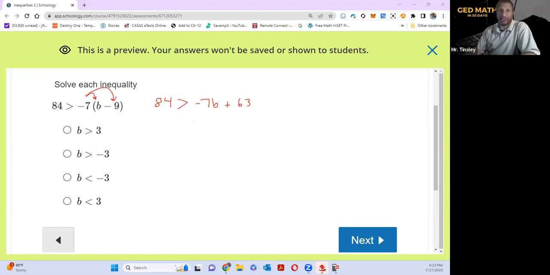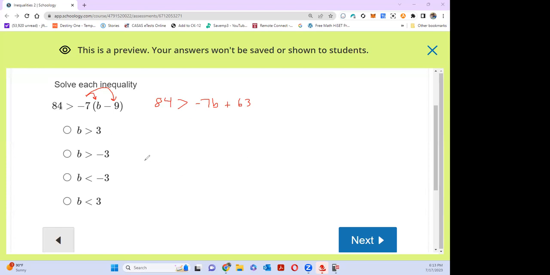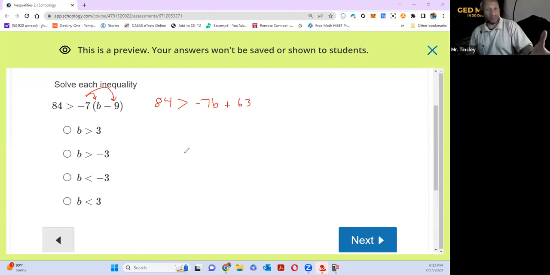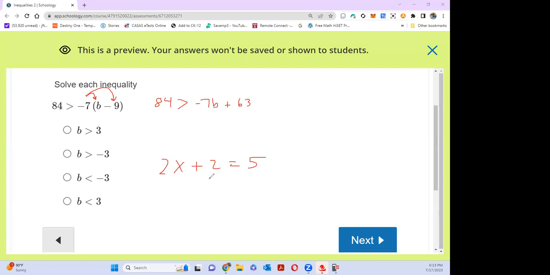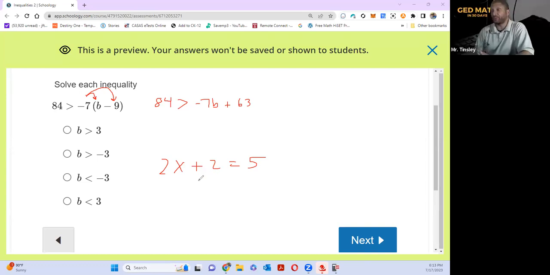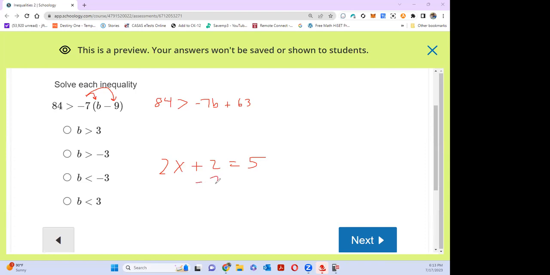So for example, all right, let's go to an easier problem. This is what happens when people get bigger numbers, right? So if I had x plus 2 equal 5, let's do 2x plus 2 equal 5. In order to get x by itself, what do I need to get rid of first? You gotta get rid of the 2. So how do I get rid of the 2? You minus the 2. Exactly. This is the same problem.